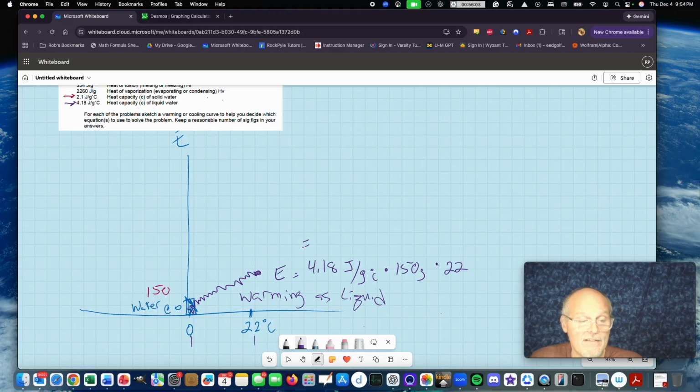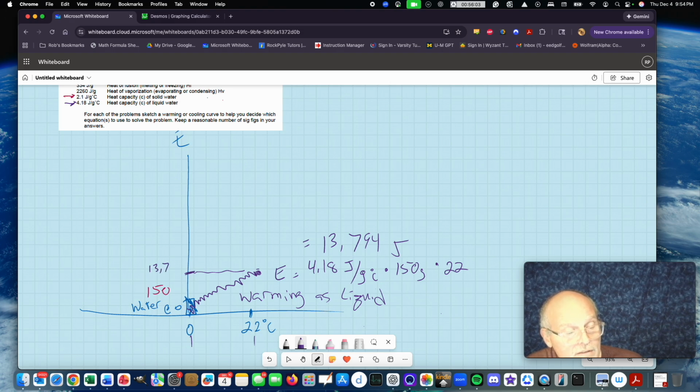In this case, that energy is 4.18 times 150 times 22, or 13,794 joules. So just that bit would take me 13,794.